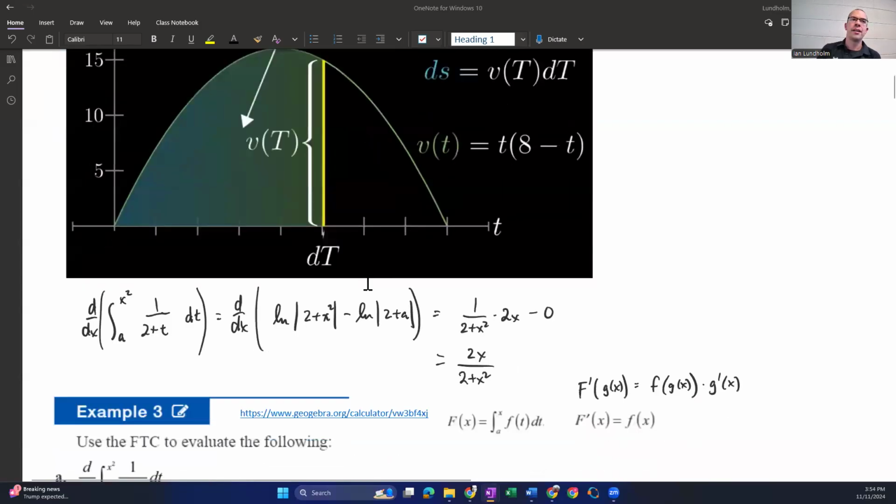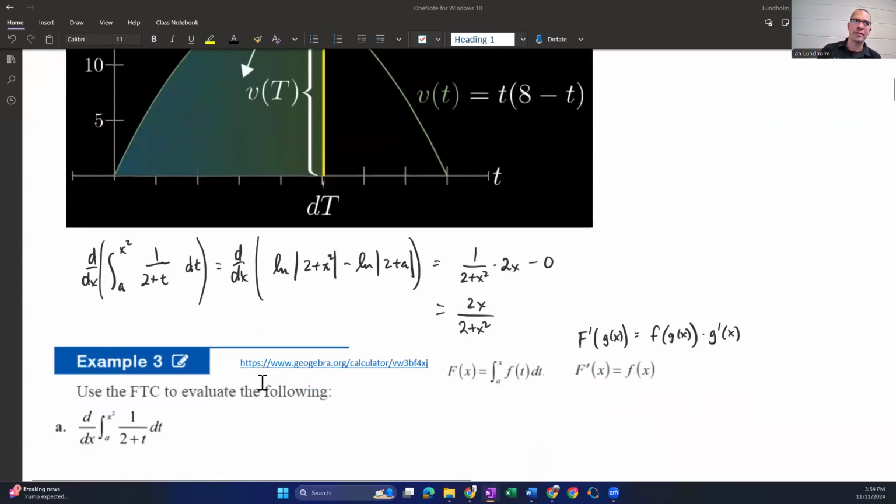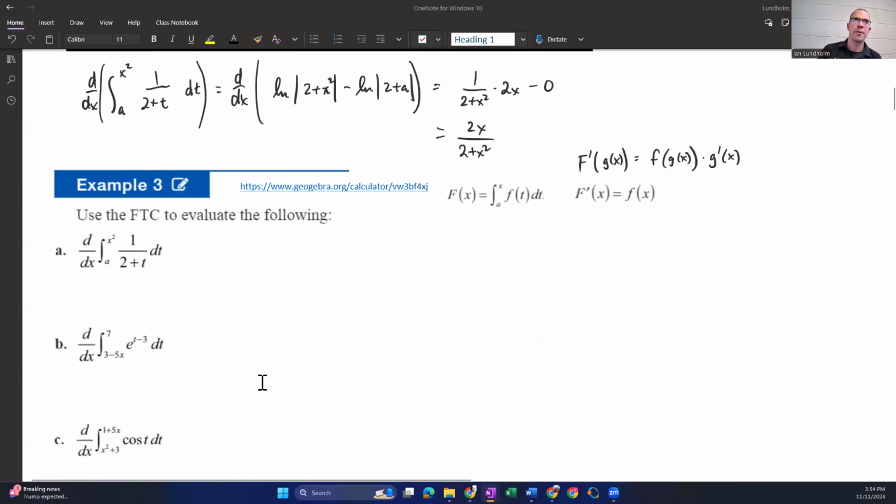So the idea here being, in example 3, for part A, we're going to look at taking the derivative of an area function where that area function starts off at a fixed point a, and then the right-hand side of it is determined by the function x squared.